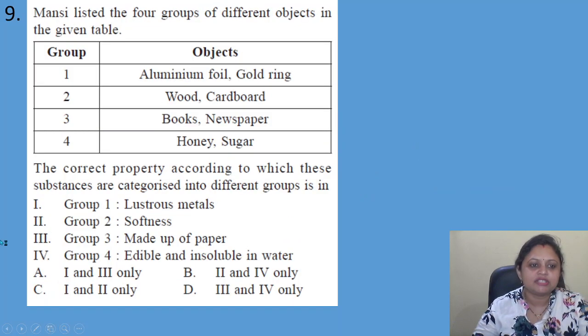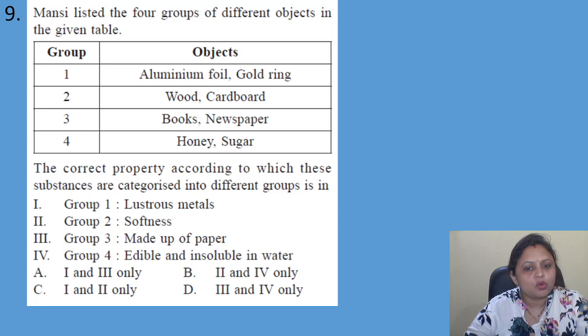Coming to the next question, Mansi listed the 4 groups of different objects in the given table. Group 1, aluminium foil, gold ring. 2, wood, cardboard. 3, books, newspaper. 4, honey, sugar. The correct property according to which these substances are categorized into different groups is in: 1. Group 1, lustrous metal. Group 2, softness. Group 3, made up of paper. Group 4, edible and insoluble in water.